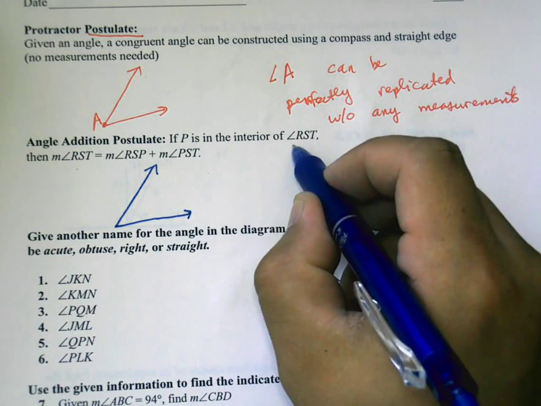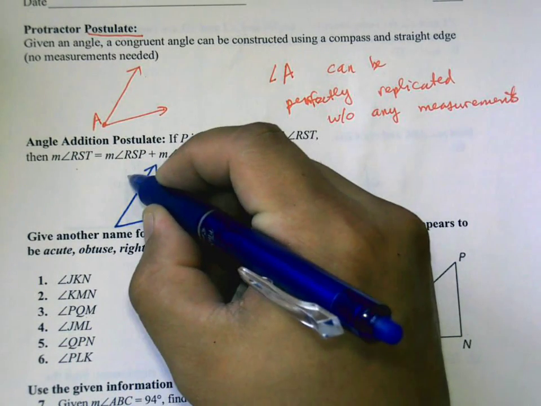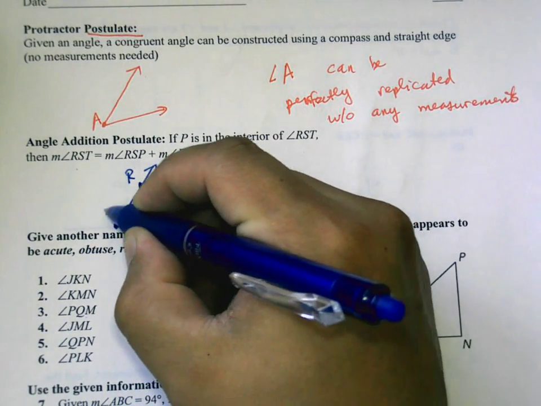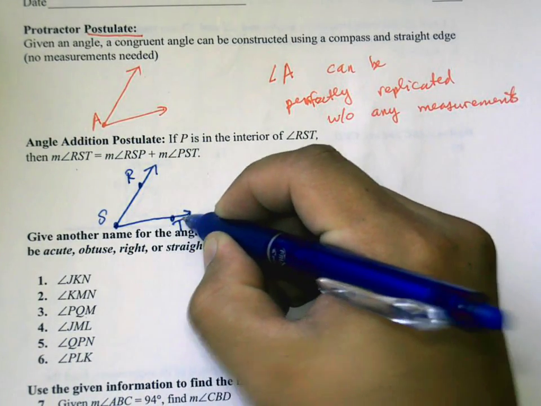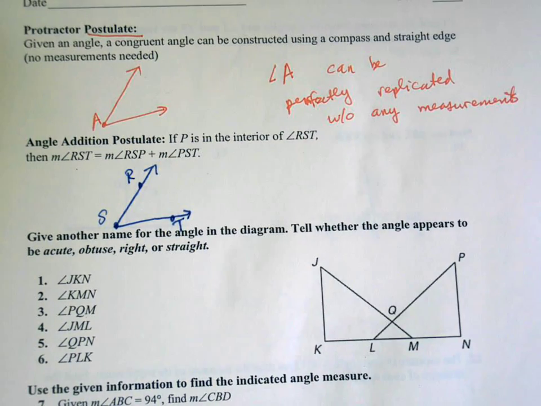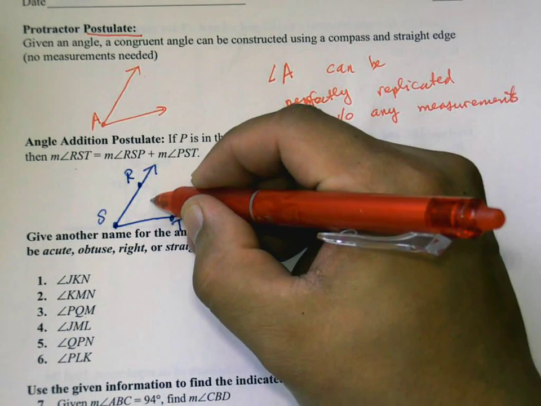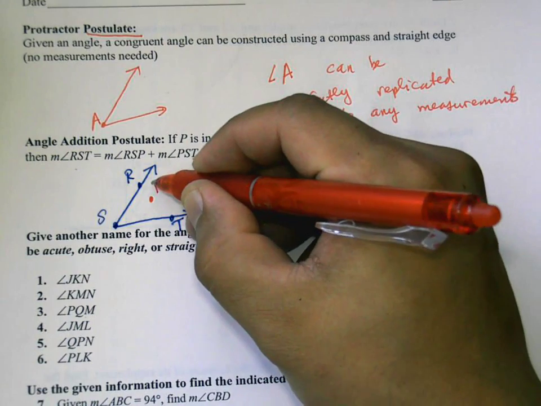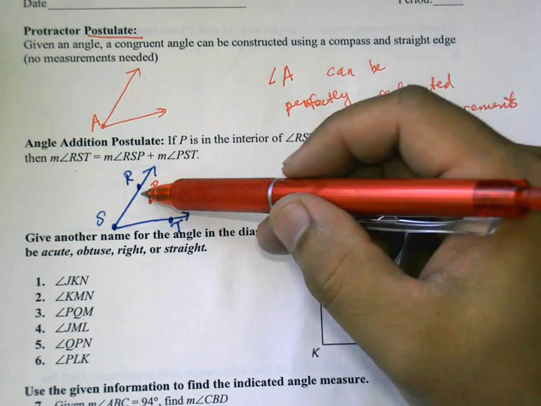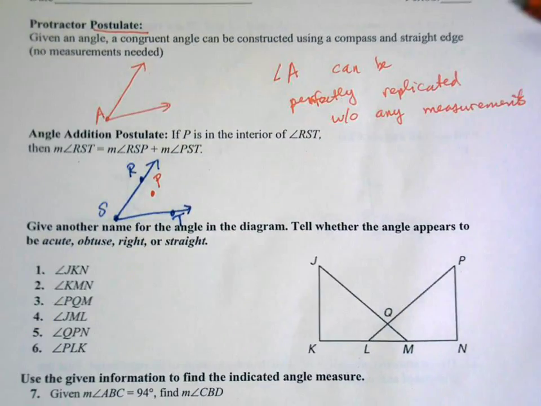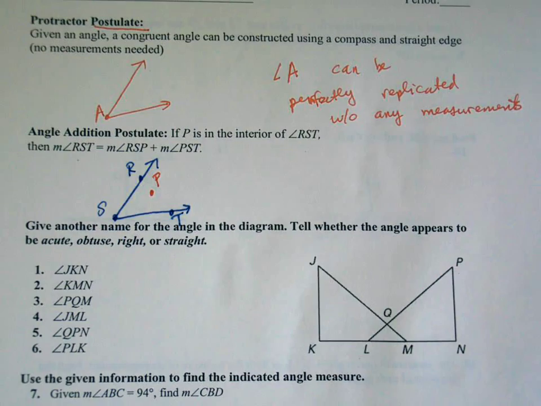So first we're going to create an angle RST. So there's our angle. And then we need a point in the interior. Now, it does not have to be the midpoint. It does not have to be halfway of anything. It just has to fall somewhere in between the two rays of this angle.